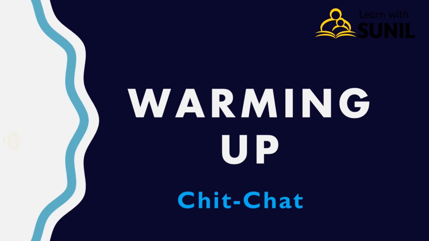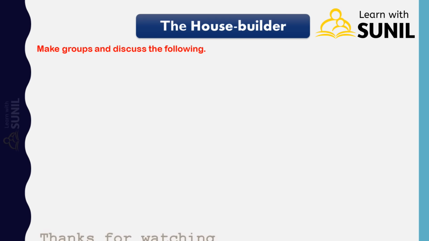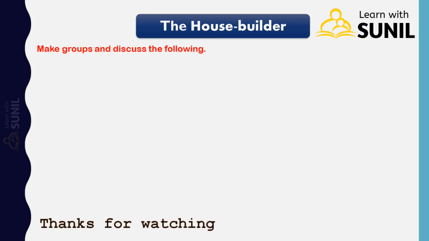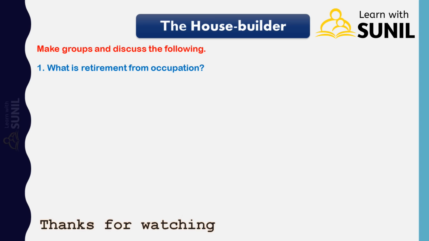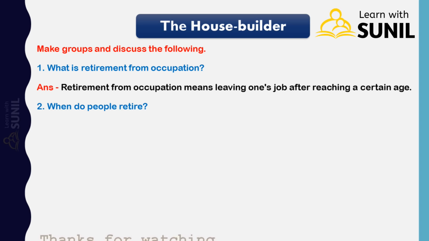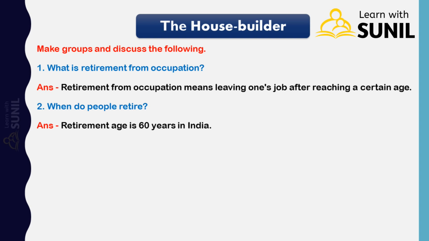Warming up. Make groups and discuss the following. First, what is retirement from occupation? Retirement from occupation means leaving one's job for reaching a certain age. Second, when do people retire? Answer, the retirement age is 60 years in India.